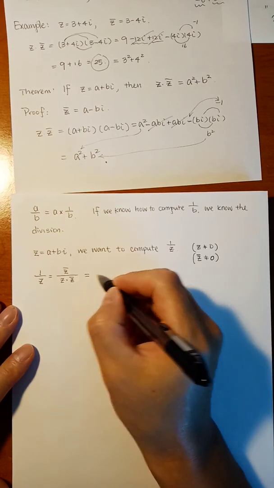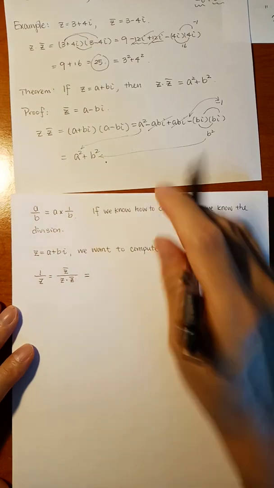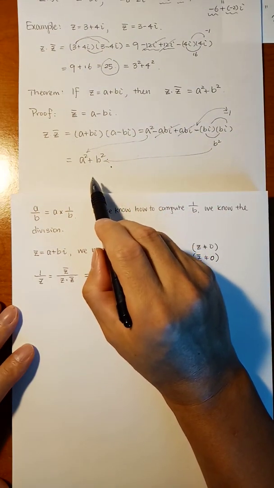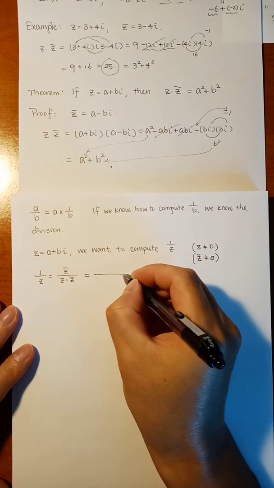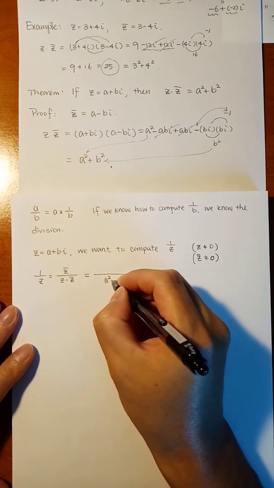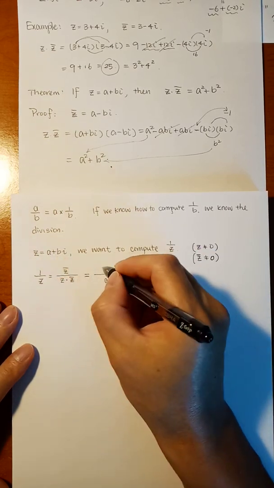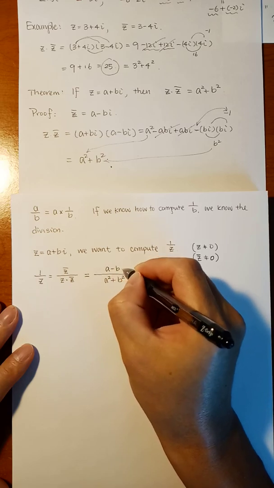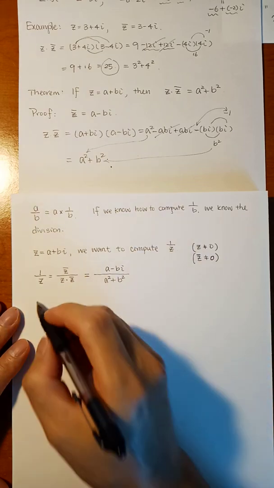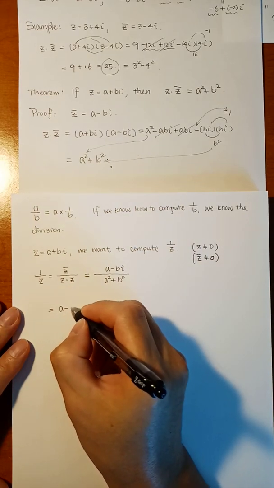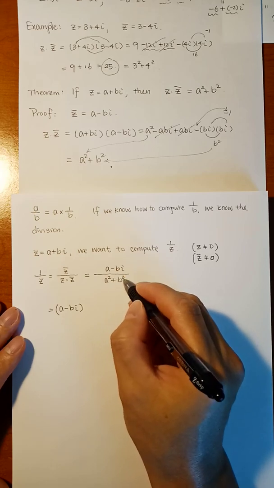Okay, and what is z times z bar? In the last video, we computed that z times z bar is a squared plus b squared. So the denominator becomes a squared plus b squared. What is z bar? Remember, z is a plus bi, and z bar is a minus bi. So now you're at the position a minus bi over a squared plus b squared.